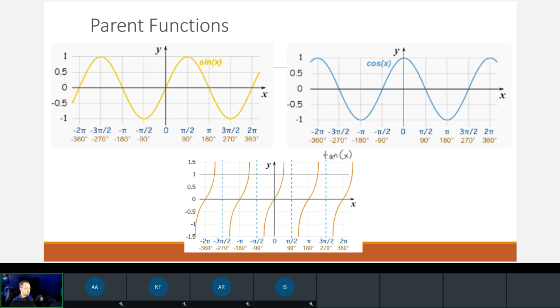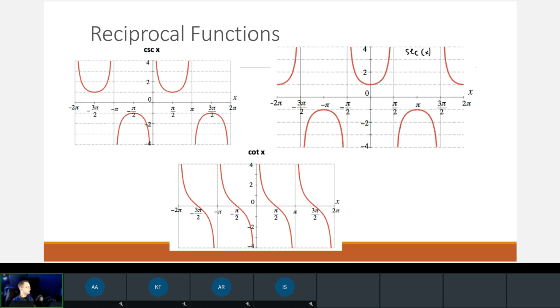This is just a quick refresher. These are the parent functions of the fundamental trig functions: sine, cosine, and tangent. These are the other 3 trig functions, the parent functions: cosecant, secant, and cotangent. This is from last week.